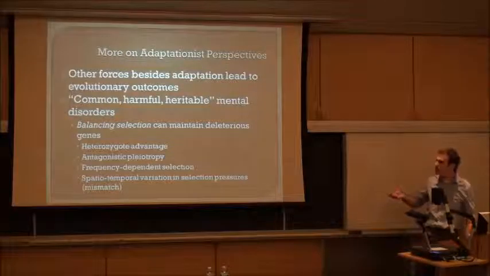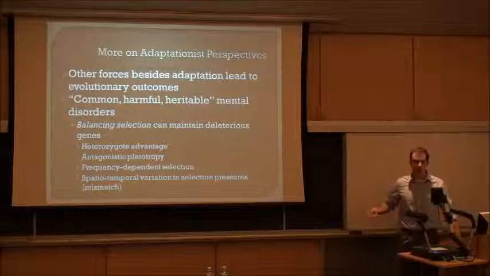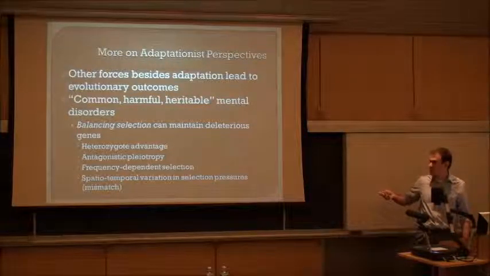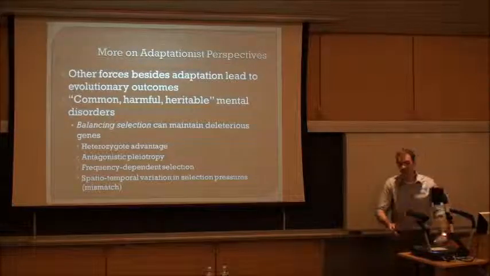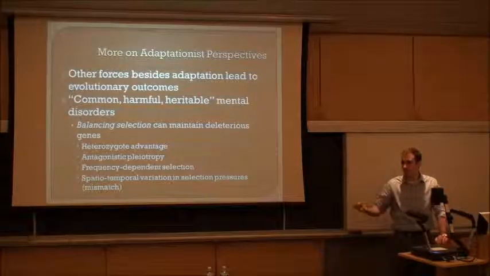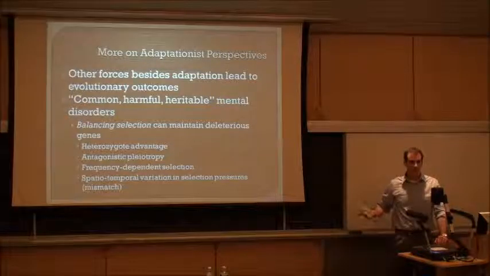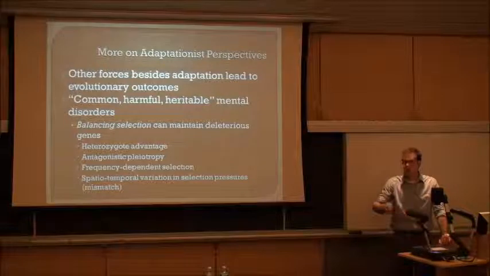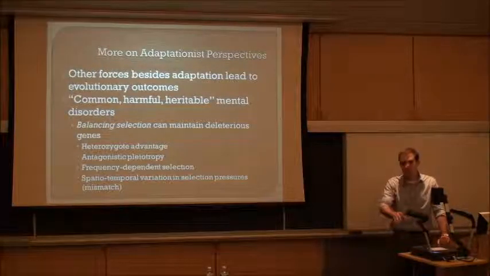So here's what they said. Here's one way to explain it: balancing selection, and an adaptation perspective would be a kind of balancing selection in certain cases. So balancing selection says that you have a gene that can be problematic in one respect, but is maintained for some other reason. So here are some examples. Heterozygote advantage is when, if you're a heterozygote for a certain gene, you do better than if you're a homozygote for these other alleles in certain environments.